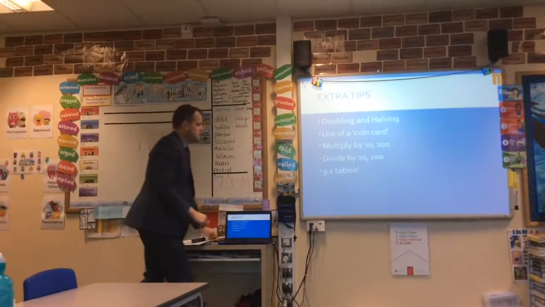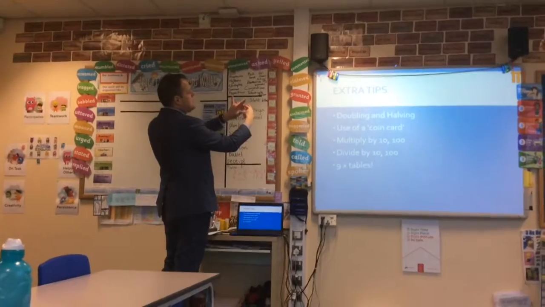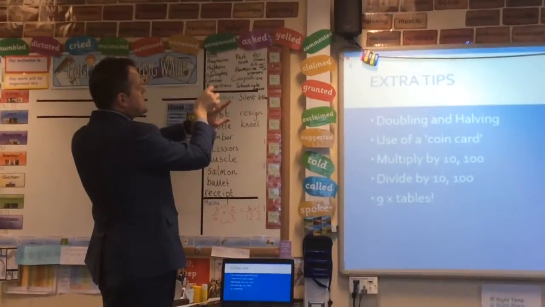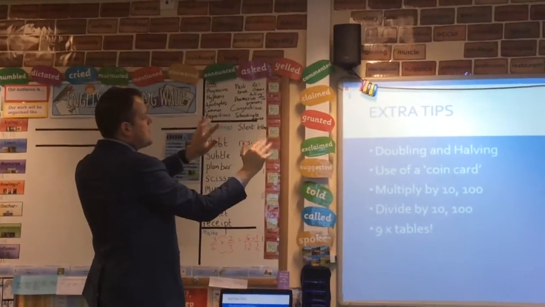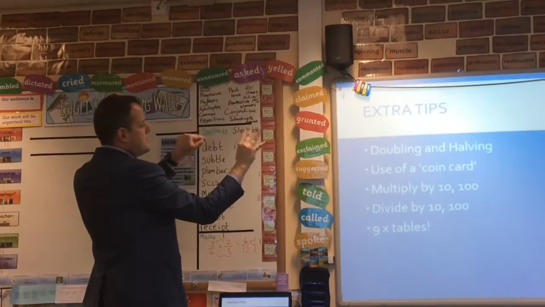9 times tables, a little trick here, you can use your fingers. So if it was 3 times 9, put your third digit down, you've got 2 tens and 7 units here. 6 times 9, 6 digit down is 54.